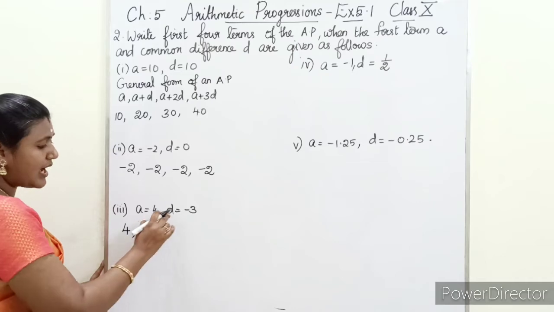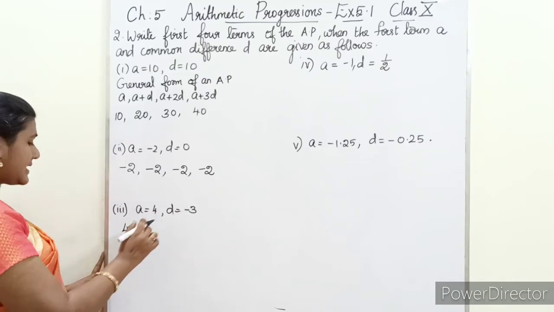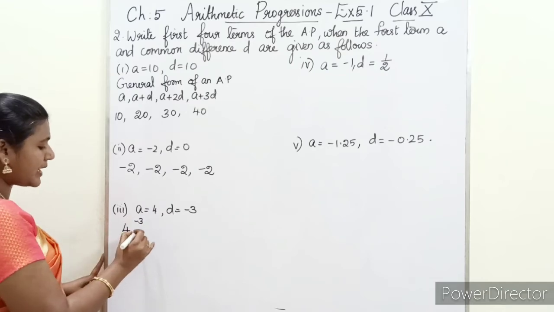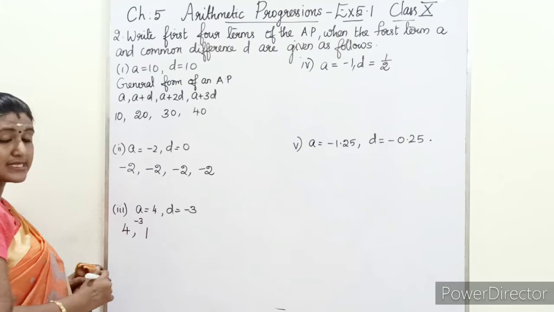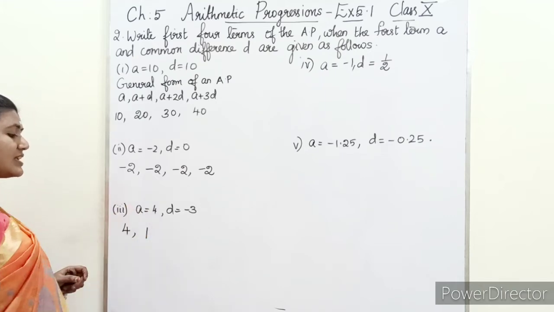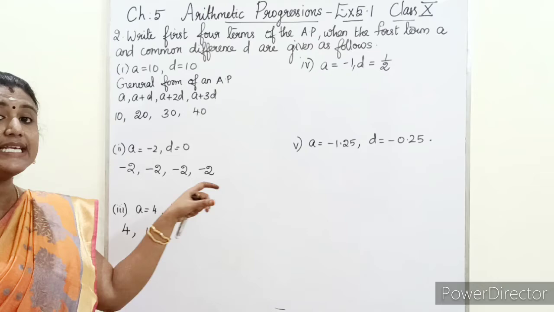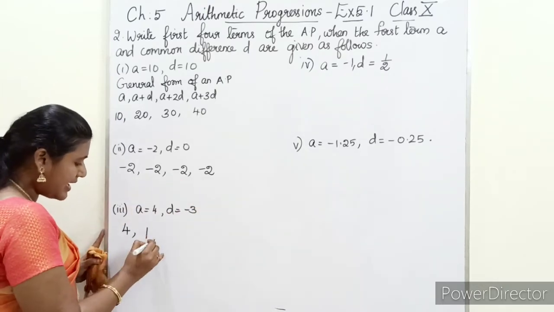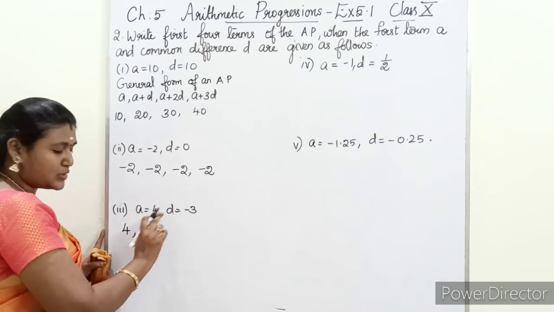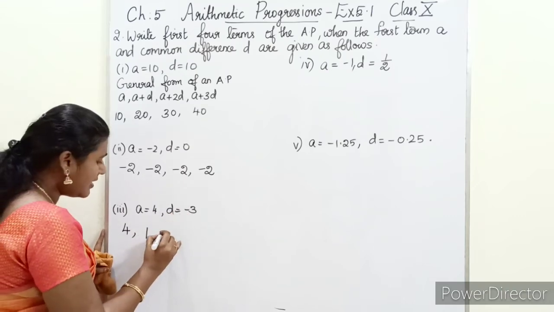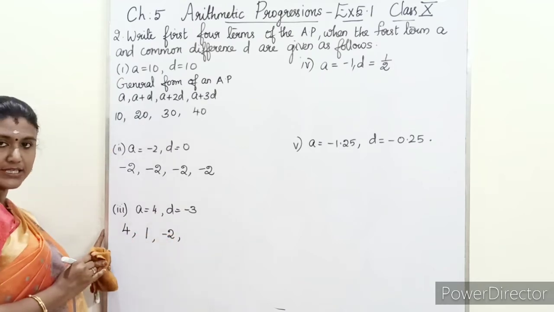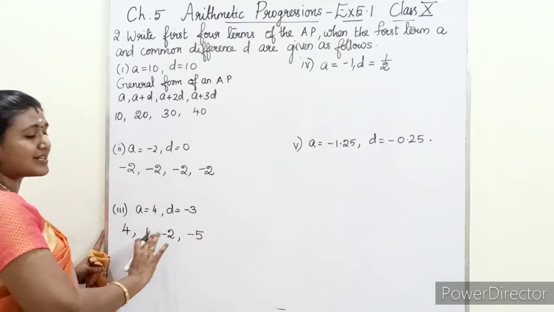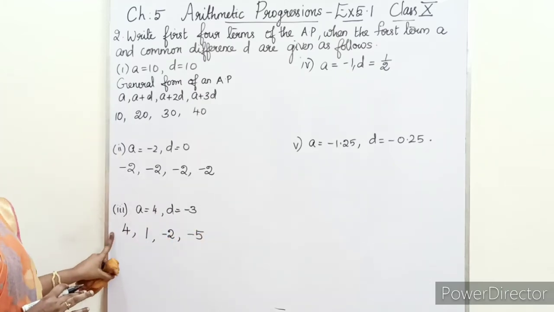Okay, now the third question. First term is 4 and the common difference is minus 3. So how will you get the next term? So 4 plus minus 3, that is 4 minus 3. So what is the answer? 1. Here the common difference is negative, so you will get a decreasing AP. The numbers will decrease. So this is the second term. Again second term plus minus 3. So 1 plus minus 3 is minus 2. This is the third term. Then minus 2 plus minus 3, so minus 5. So these are the four terms of the AP for the third question.